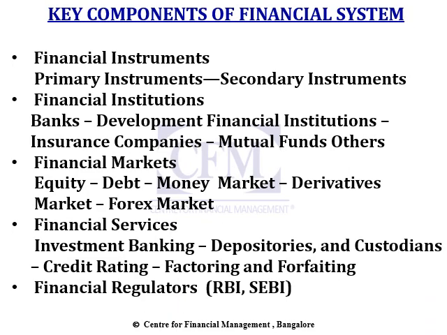The key components of the financial system are financial instruments, primary instruments such as equity shares and bonds, secondary instruments such as mutual fund units and insurance policies, financial institutions such as banks, development financial institutions, insurance companies, mutual funds and others, financial markets such as equity market, debt market, money market, derivatives market and forex market, financial services such as investment banking, depositories and custodians, credit rating, factoring and forfeiting, financial regulators like Reserve Bank of India and SEBI.